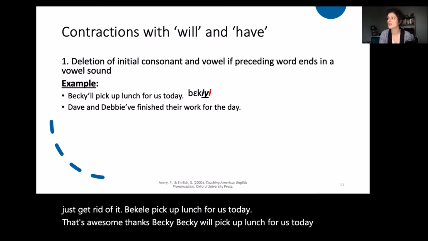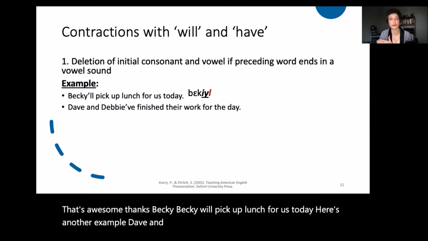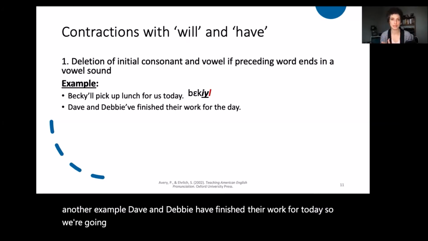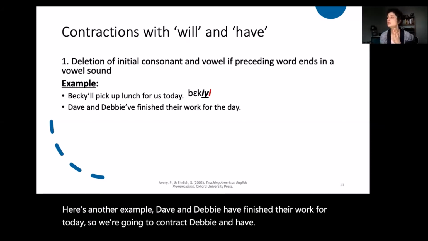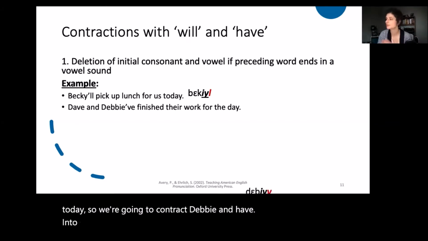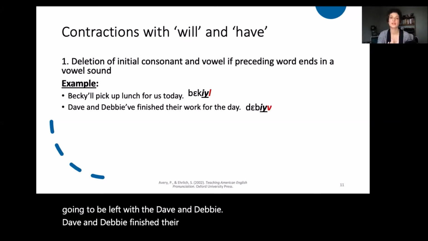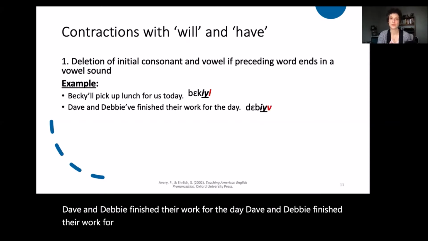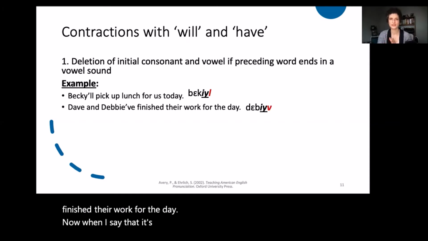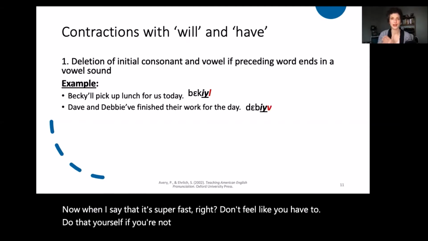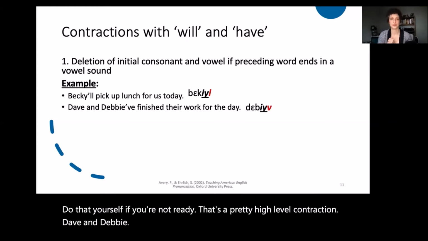Here's another example. Dave and Debbie have finished their work for today. So we're going to contract Debbie and have into Debbie've. Now, Debbie ends in a vowel sound, right? So that means we're only going to be left with the V. Dave and Debbie've finished their work for the day. Now, when I say that, it's super fast, right? Don't feel like you have to do that yourself if you're not ready. That's a pretty high level contraction. Dave and Debbie've finished their work for the day.